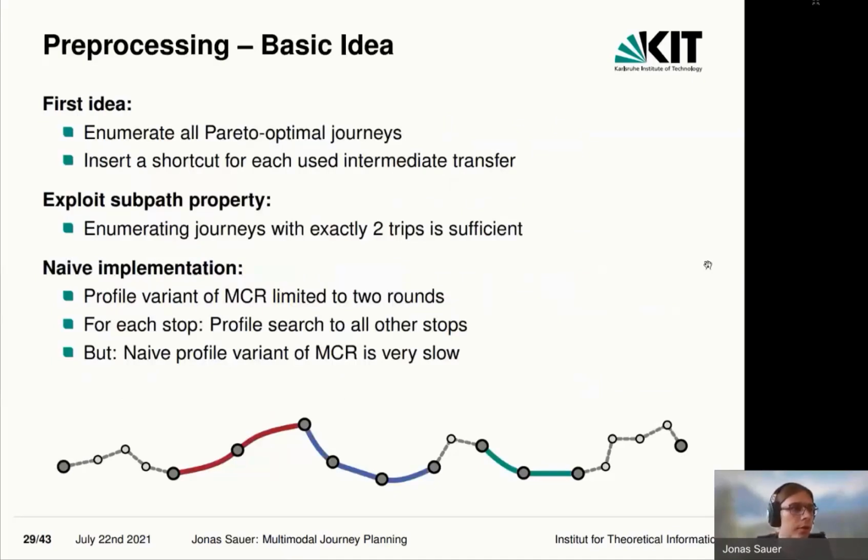I think we're a little short on time, so I might need to skip one or two things, but I will explain to you the basic idea of this preprocessing.